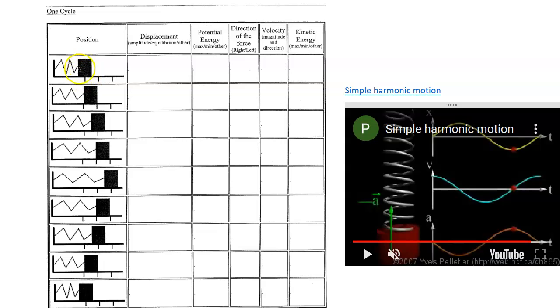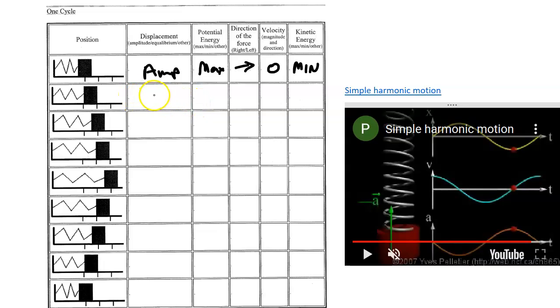And so at this point here, as it's vibrating back and forth one complete cycle from amplitude to amplitude, now this is horizontal, not vertical, but it's the same idea. Here this is at the amplitude, so potential energy will be at a maximum. The direction of the restoring force will be to the right. The velocity will be basically zero, and the kinetic energy therefore will be at a minimum.